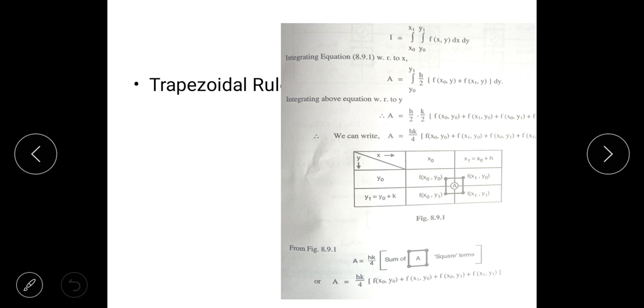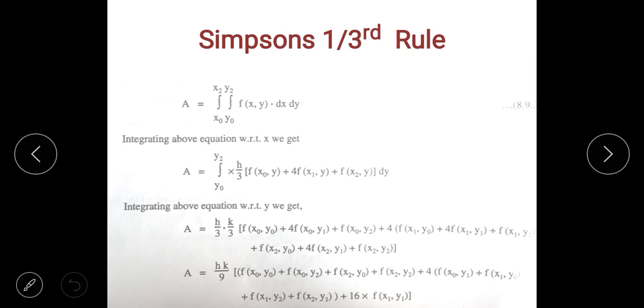Now the derivation for the trapezoidal rule: you will get this table if you simplify this double integral. Here you have to draw this table. This table will become clear during numericals. Remember, here we are using hk by 4, whereas in single integration we just use h by 2 because we are integrating only once. But when you integrate again for the y terms, you get k by 2. Multiplying these two terms, h by 2 and k by 2, you get hk by 4, plus the sum of square terms. The square terms will come from that table.